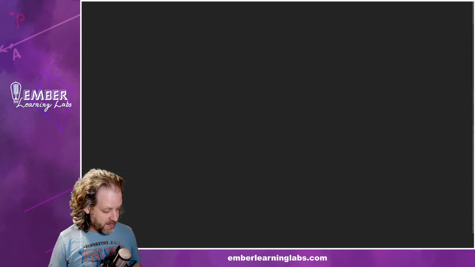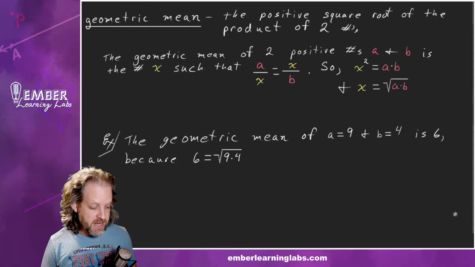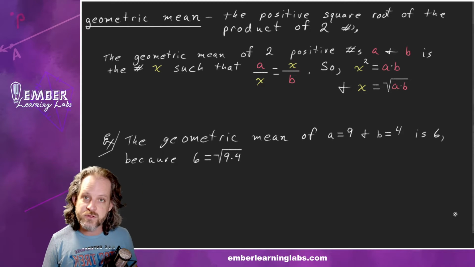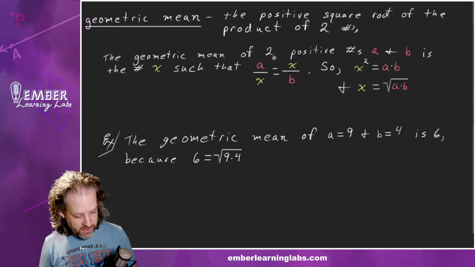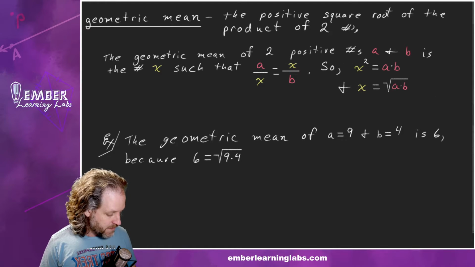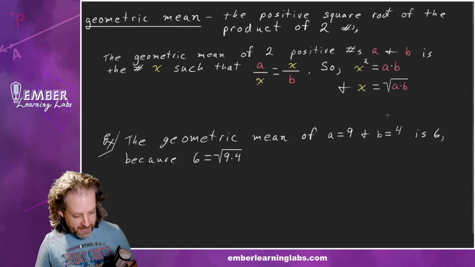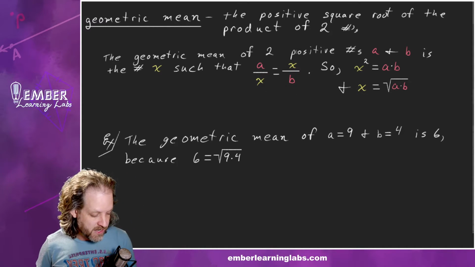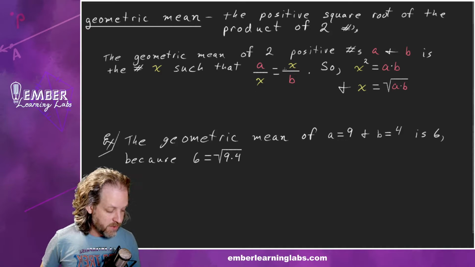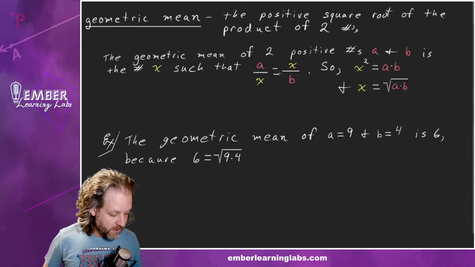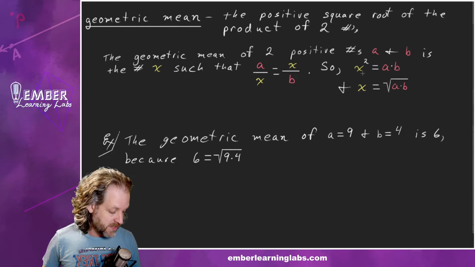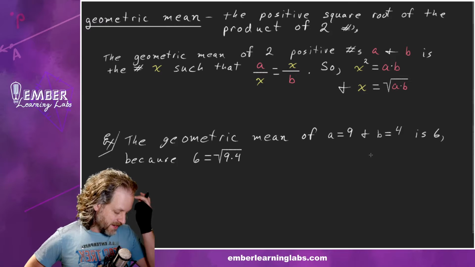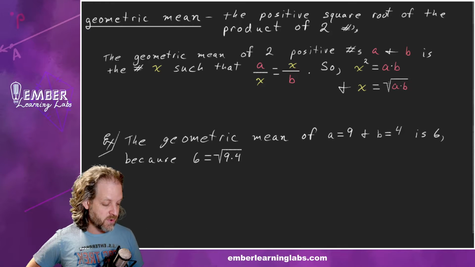So let's look at it another way. Geometric mean is also the positive square root of the product of two numbers. The geometric mean of two positive numbers a and b is the number x, such that this is similar to what we just saw, right? We've got the extremes and the means. If we were to solve this proportion, we would cross multiply. X times x is x squared. A times b is a times b. And so then to get the x by itself, we take the square root of both sides.